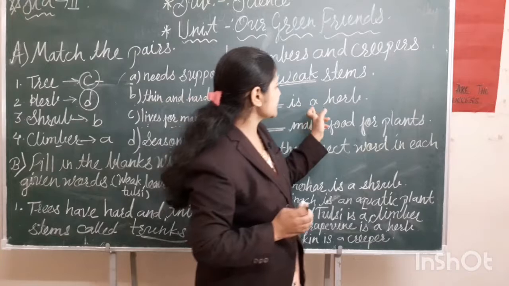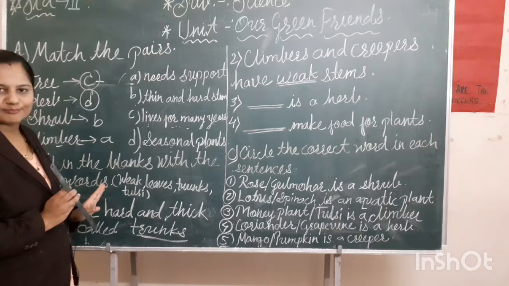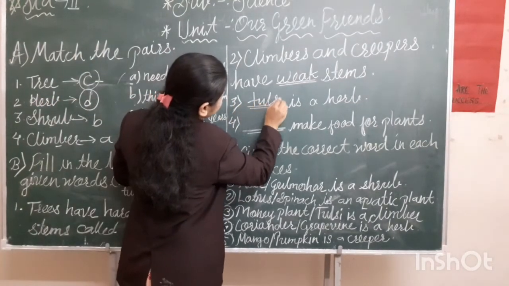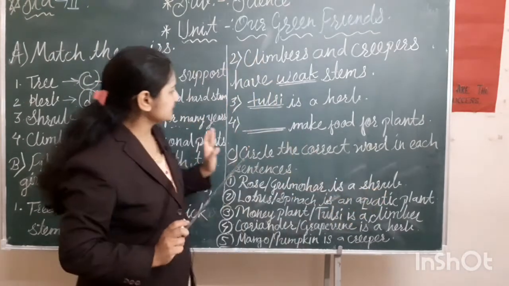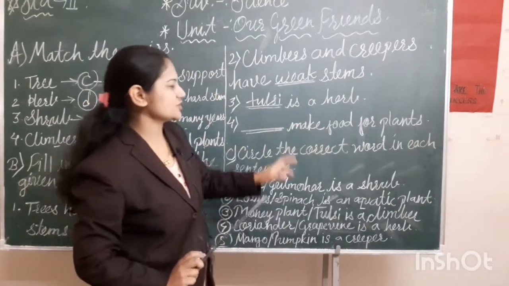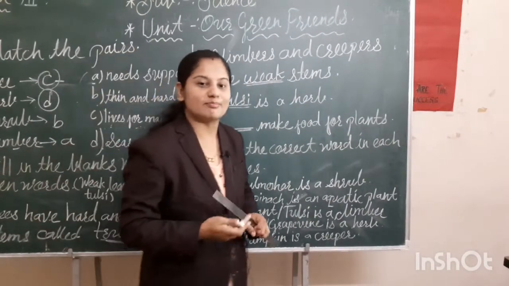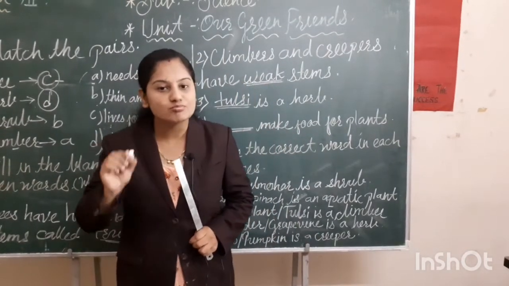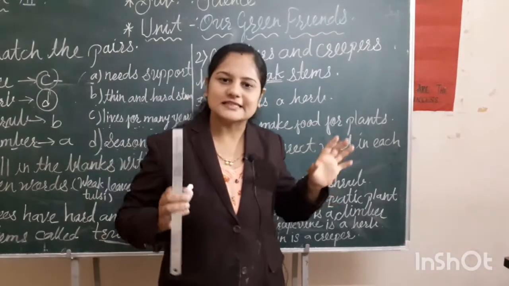Then dash is a herb. Out of this, which plant will be the herb? Only one plant example they gave, meaning obviously that will be the herb. Also we can see that tulsi is a very small plant and it may be a seasonal plant. That's why tulsi is a herb. Then dash makes food for the plants. I told you about the parts of the plant, and I mentioned that day that the leaves make food for the plants through the process of photosynthesis.